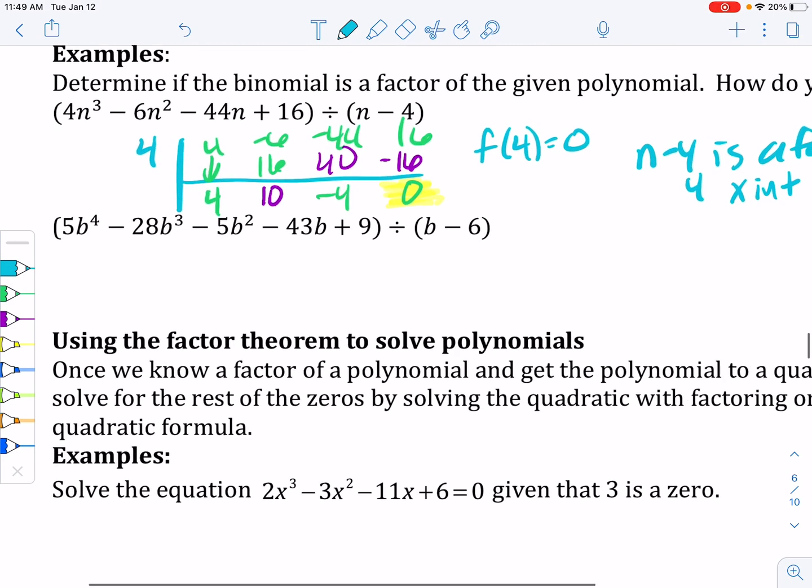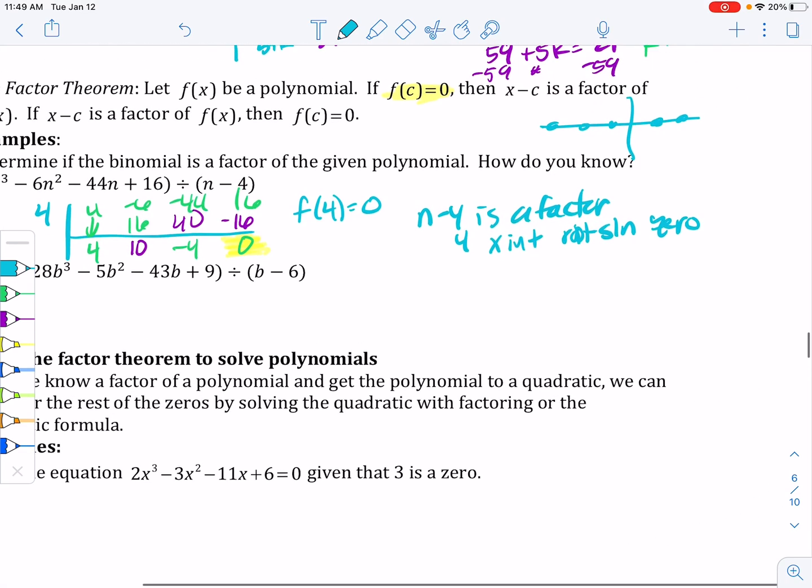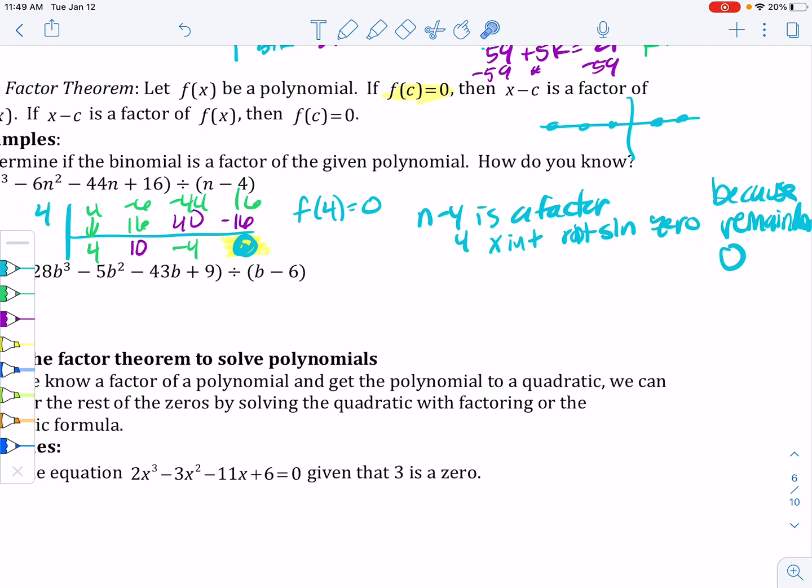So if we look at the next one, we're doing the same thing. We're deciding, is it a factor or not? Oh, wait. So we didn't say why. We know that n minus 4 is a factor because the remainder was 0. So if our remainder is 0, then we can tell that the c value is a factor.